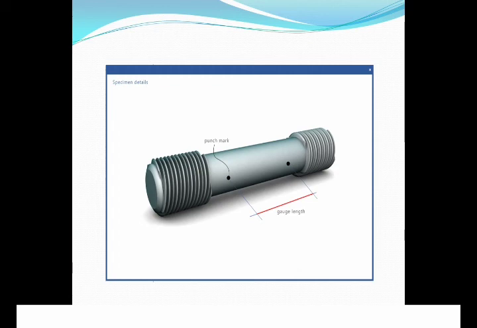Now this is the specimen detail. As I told you, the threaded portion shown here is for gripping the component so that it does not slip. Similarly, for different machines we have a dumbbell-shaped specimen, so that the failure will occur between the two points that are marked.